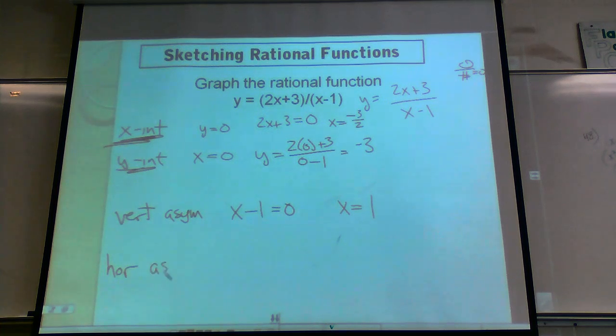The horizontal asymptote, okay, in the description it said you're going to take the highest power of x and divide everything by that highest power of x. So the highest power of x here is x to the first, correct? There's nothing beyond the x to the first power, right? So I'm going to take every term that's in there, divided by it.